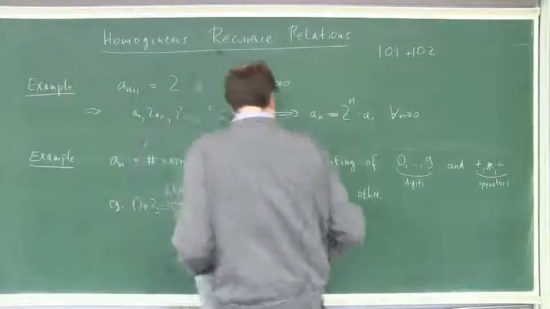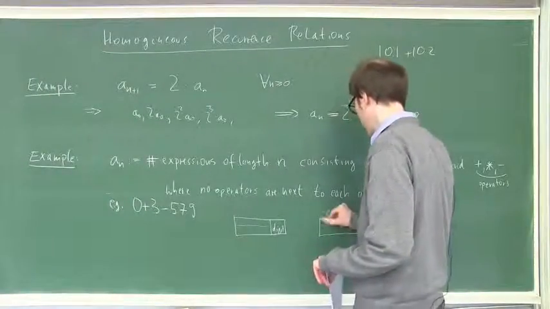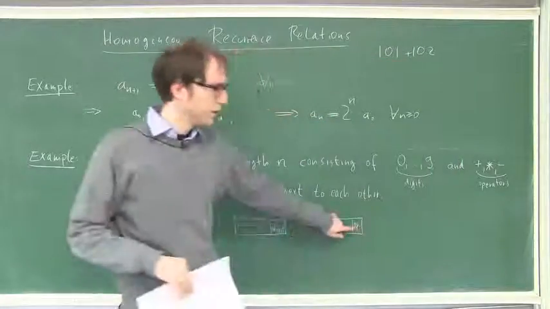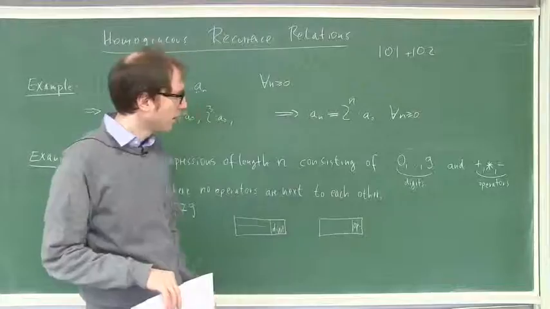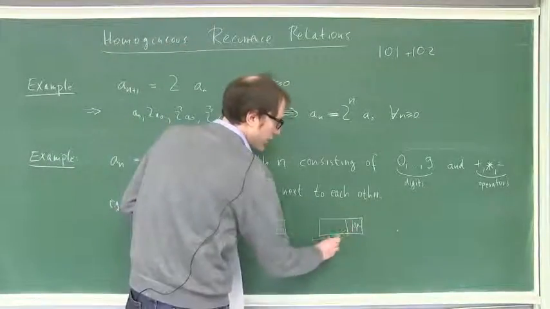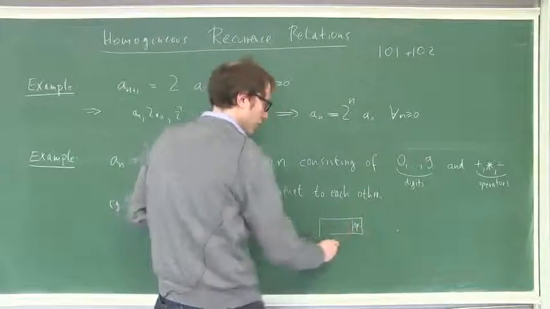But there's also a second case, where the last position is an operator. Here I have to be a little more careful, because that means that there cannot be an operator right before it. So it means that there has to be a digit there.